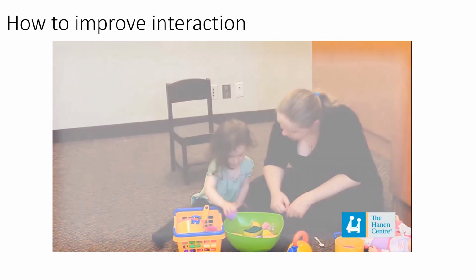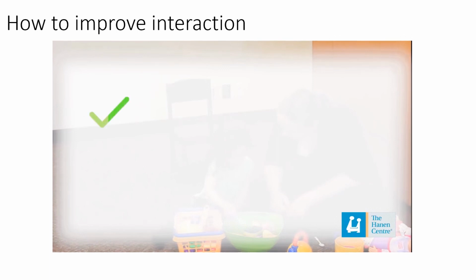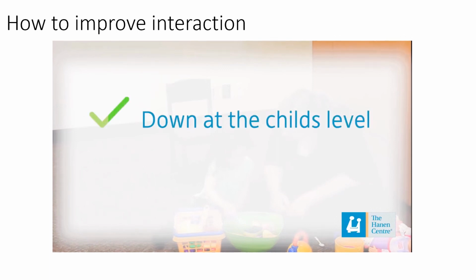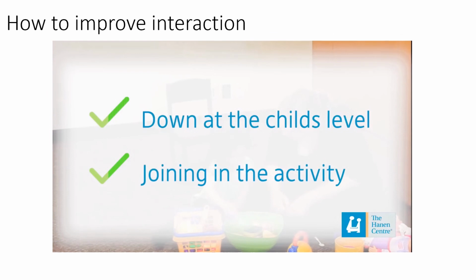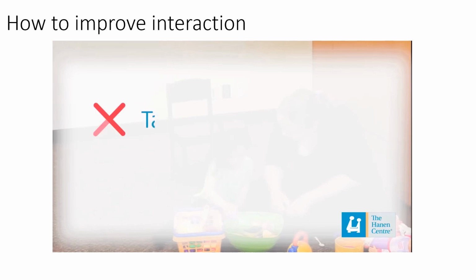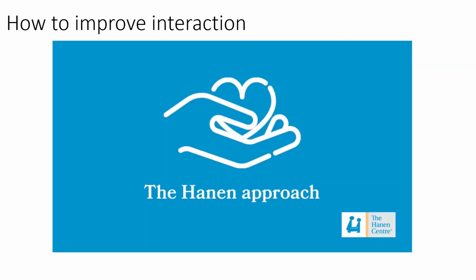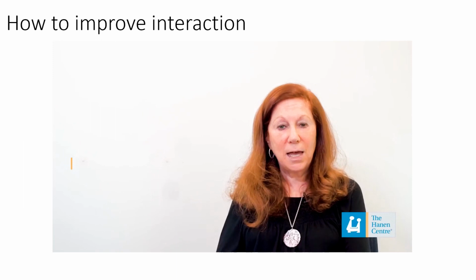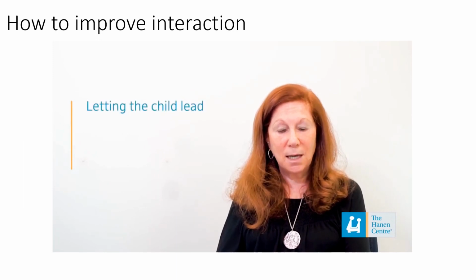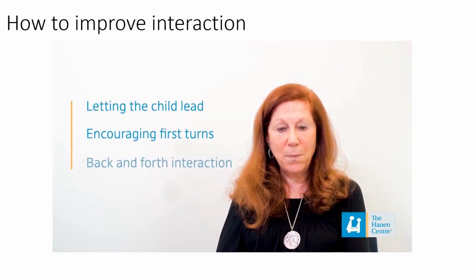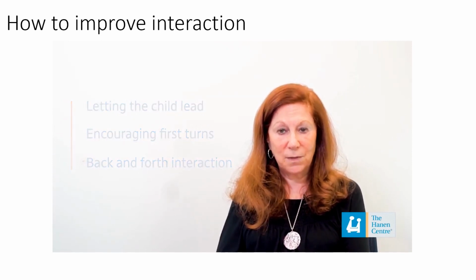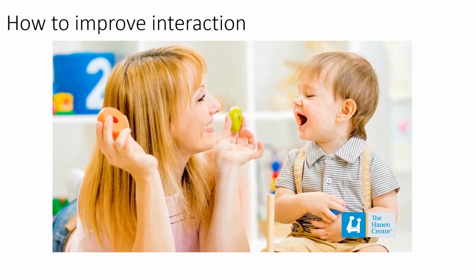So you could see that mom was doing a lot of great things. She was down on the floor at her child's level and joining in on her play, which is a great start for setting up an interaction. But you may also have noticed that her daughter wasn't taking a lot of turns in the interaction and didn't seem to be having a lot of fun. The Hanen approach is about letting the child lead and encouraging the child to take first turns in interactions and many back and forth turns in that interaction. We know this is what helps children learn to communicate.